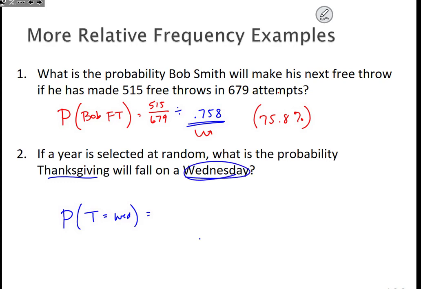So the chances of, or the probability that Thanksgiving will fall on Wednesday is 0. It can never happen. It's not just that it might not happen, but it's impossible. It will always be on a Thursday, so the probability is 0, and you want to remember and watch for that in your examples.